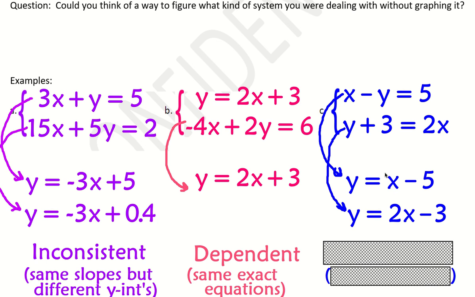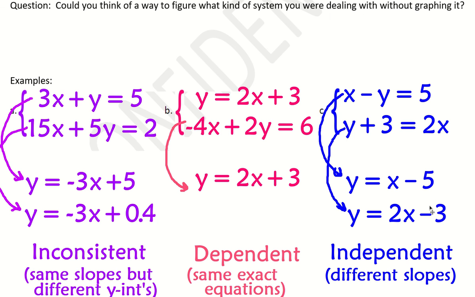All right? And here, what's going on here? What kind of system is this going to be? You're probably thinking, well, by process of elimination, independent, right? Independent means one solution, that the 2 lines are going to cross in one spot. Well, how do you know that? Just by looking at the equations. That's right. Each equation has a totally different slope. If 2 lines have different slopes, they're going to cross somewhere. I don't really know where that is right now.